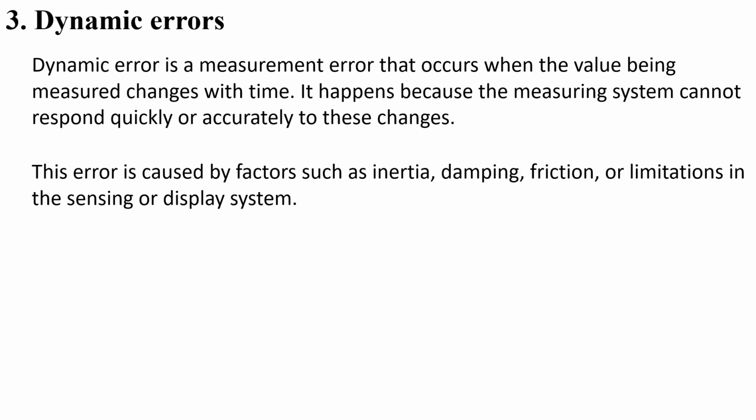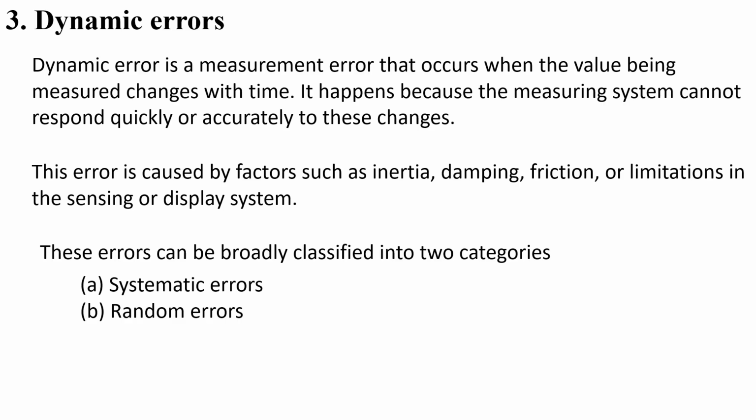Next we look at another type of error, dynamic errors. Dynamic error is a measurement error that occurs when the value being measured changes with respect to time. It happens because the measuring system cannot respond quickly or accurately to these changes. This error is caused by factors such as inertia, damping, friction, or limitations in the sensing or display system.